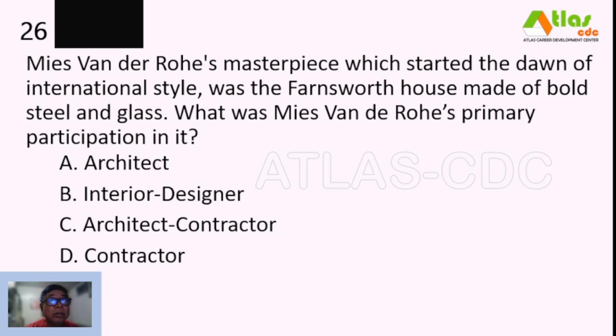Number 26. Mies van der Rohe's masterpiece, which started the dawn of international style, was the Farnsworth House made of bold steel and glass. What was Mies van der Rohe's primary participation in it? A. Architect, B. Interior designer, C. Architect contractor, and D. Contractor.